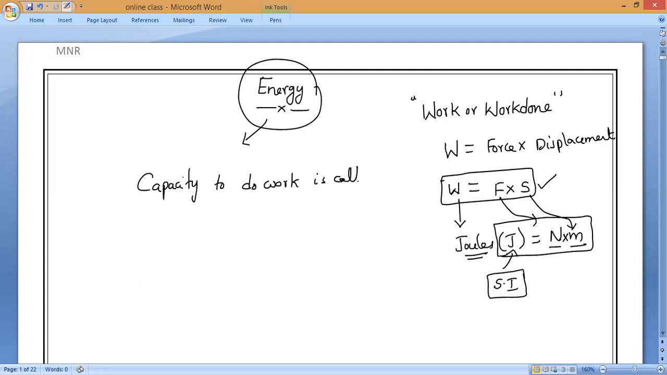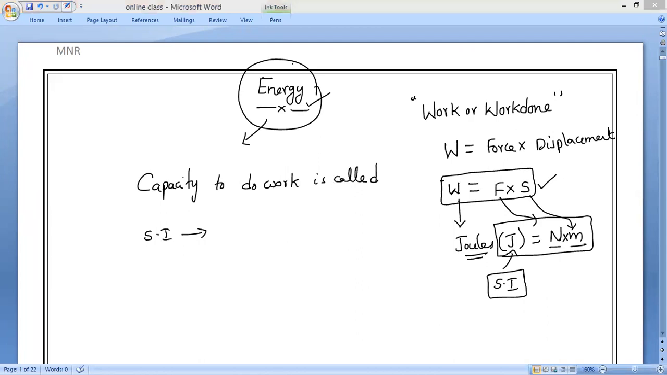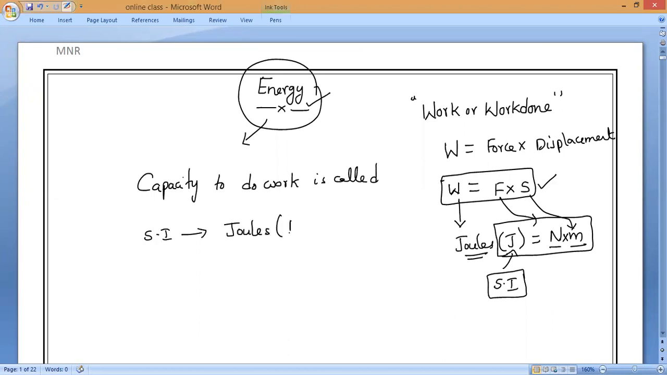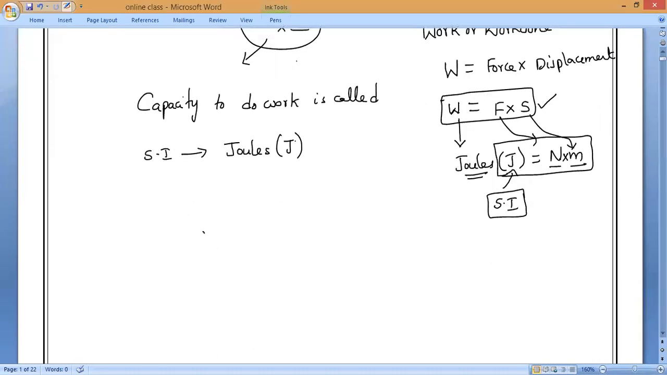A capacity to do work is only called as what? We used to call it energy. Understood? So, what is the SI unit of energy? Everybody? Joules only. So, the SI unit of energy is also joules, which we represent with the capital J. Is it okay, guys? That is what you have to remember. So the SI unit of energy is also joules only.